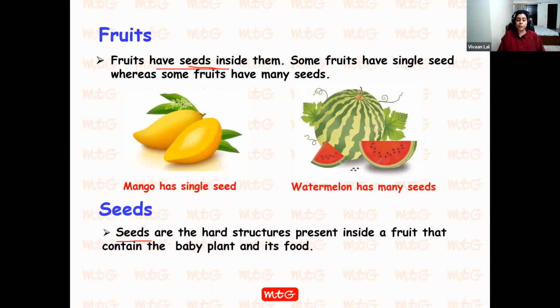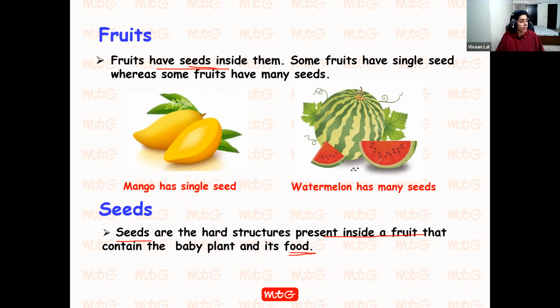Now, what are seeds? Beta, seeds are the hard structures present inside a fruit that contain the baby plant. So when you try to grow the seed, when we give it the right environment, water, oxygen, the seed will germinate. And seeds also have food in them. We also eat seeds. Some of the seeds can be eaten straight away, like pumpkin seeds or melon seeds. They can be eaten directly. Whereas some seeds like kidney beans or chickpeas, we soak them in water overnight and then we cook them.